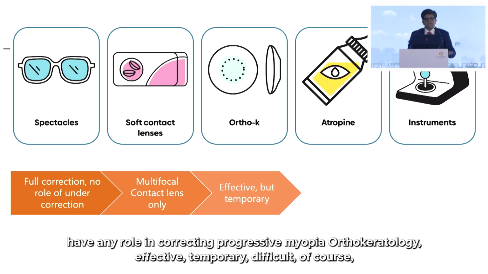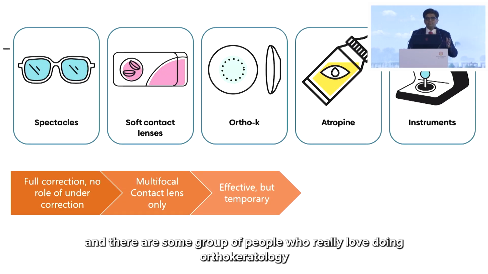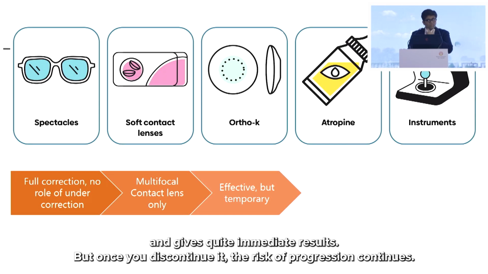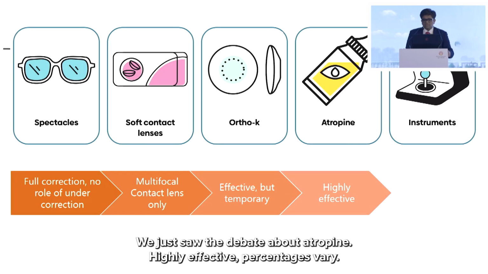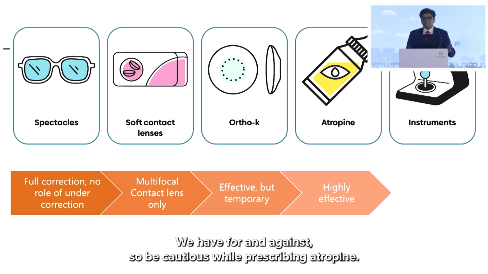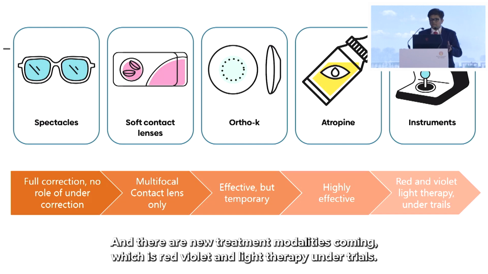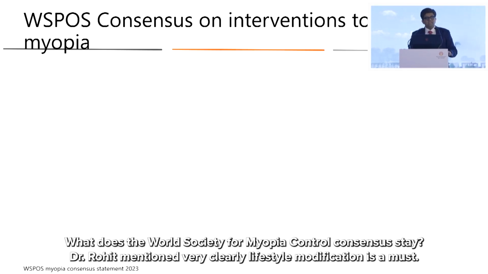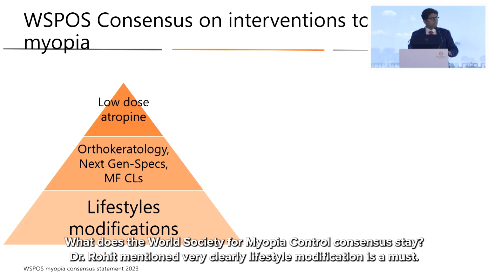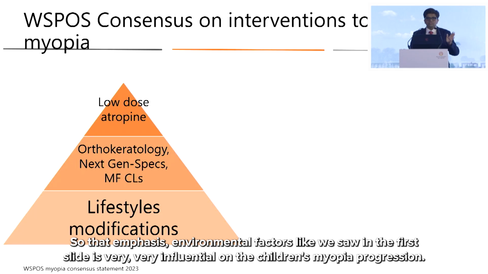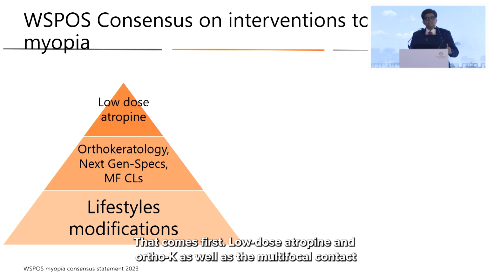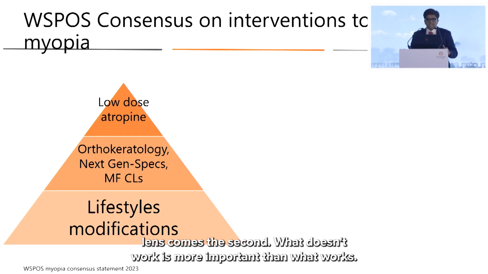Orthokeratology, effective, temporary, difficult, of course, and there are some group of people who really love doing orthokeratology. It gives quite immediate results, but once you discontinue it, the risk of progression continues. We just saw the debate about atropine, highly effective, percentages vary, we have for and against, so be cautious while prescribing atropine. And there are new treatment modalities coming, which is red violet and light therapy under trials. What does the World Society for Myopia Control consensus say? Dr. Rohit mentioned very clearly, lifestyle modification is a must. So that emphasis on environmental factors, like we saw in the first slide, is very, very influential on the children's myopia progression. That comes first. Low dose atropine and ortho-K, as well as the multifocal contact lens, come second.